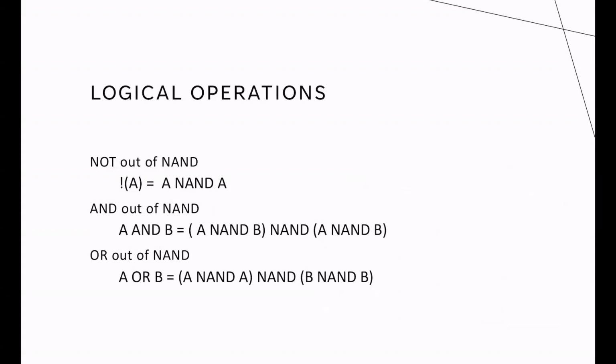But just so you know, you can build any logic gates out of NAND. Like for the NOT, if you want NOT A, instead of using a NOT gate, you can just put A NAND with the A. Since NOT A means that if A is 0, then you want it to become 1, right? NOT A.